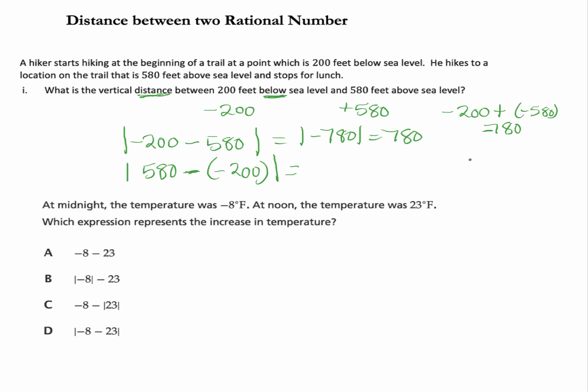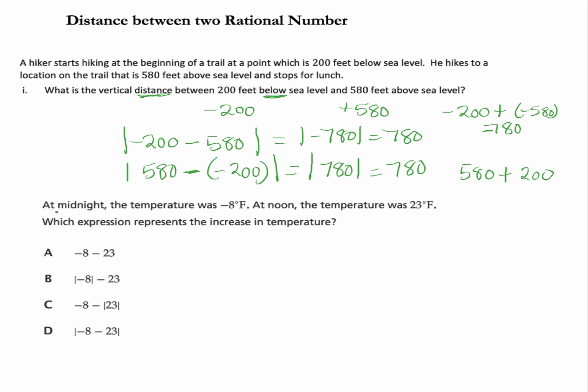If we did this one, it will be keep the first, change the subtraction sign to an addition, change the second integer to the opposite, so that will be a positive 200. And then if you add that, you're going to get a positive absolute value of 780, which is 780.